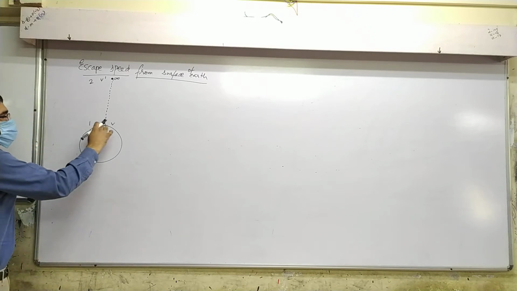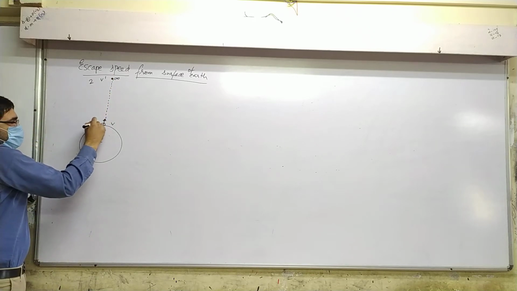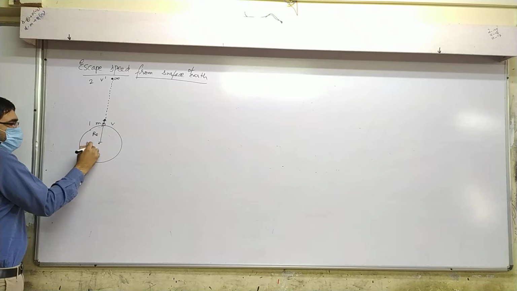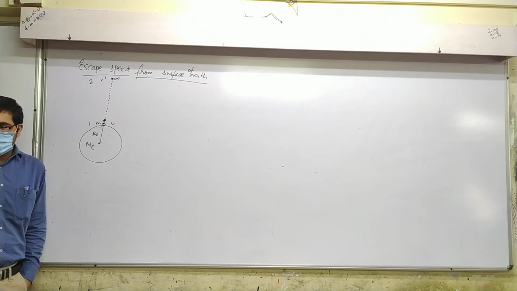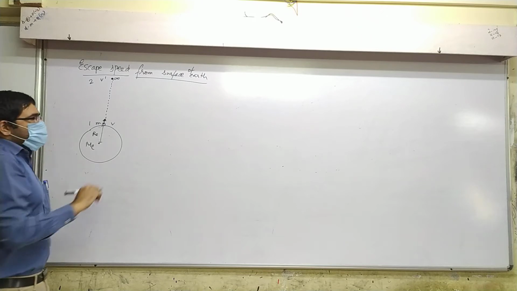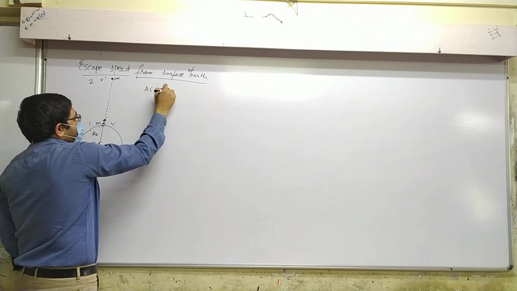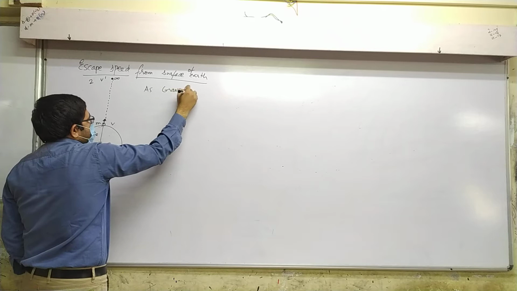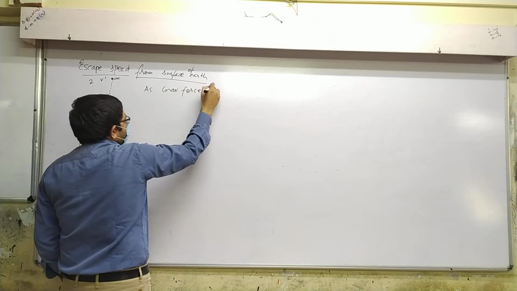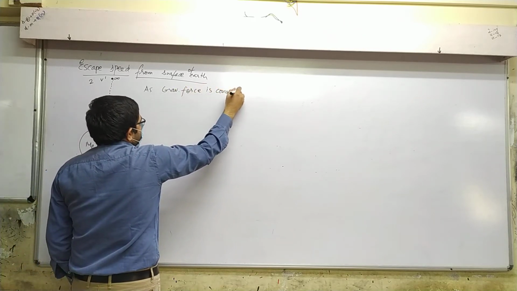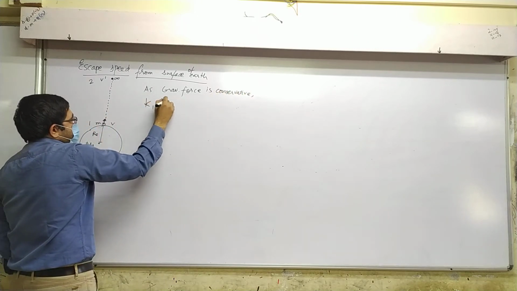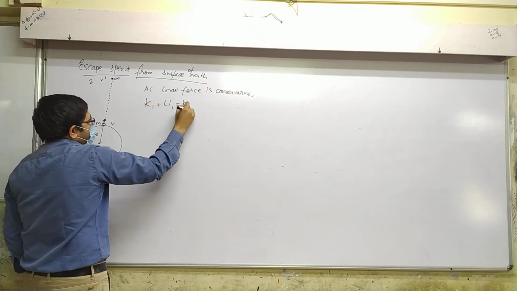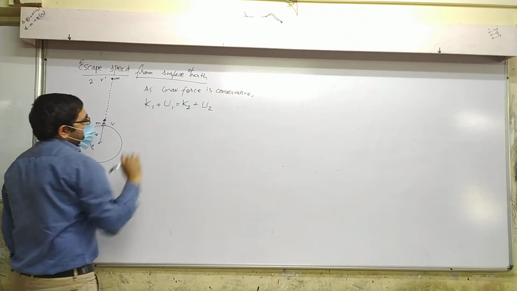Now, while this moves, suppose its mass is m and the mass of Earth is M e. While this moves, only gravitational force will act, and it is conservative. So as gravitational force is conservative, what do we get? K1 plus U1 equals K2 plus U2. Very easy.